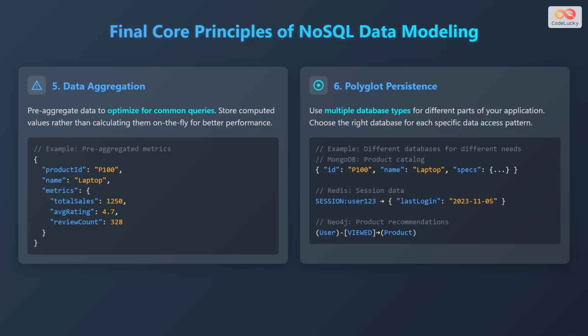Polyglot persistence. Use multiple database types for different parts of your application. Choose the right database for each specific data access pattern. For example, you might use MongoDB for a product catalog, Redis for session data, and Neo4j for product recommendations.